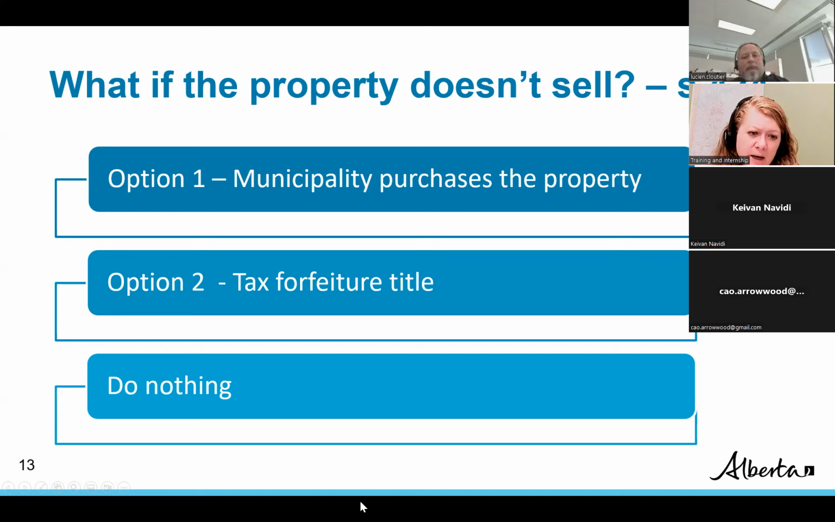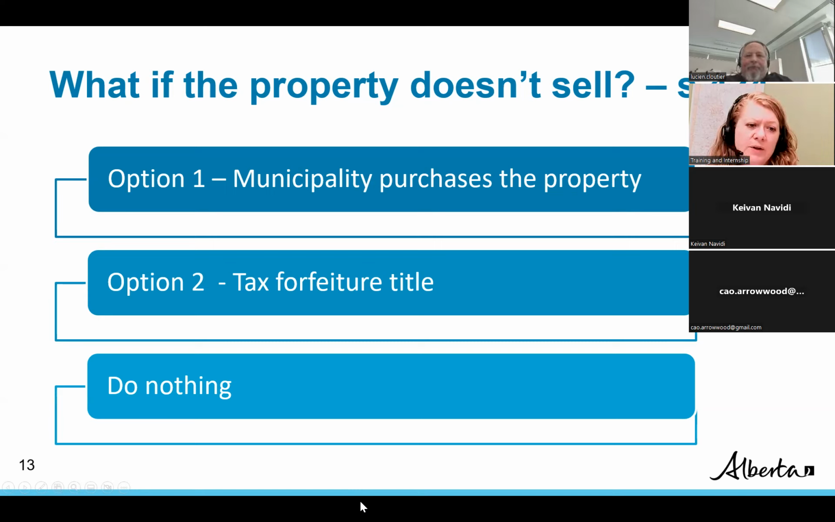If the municipality buys it, the same rules apply as if it was sold to a private individual at the auction. So the title is transferred through land titles, a separate account is made for the proceeds and expenses, and any surplus must be paid to the previous owner.